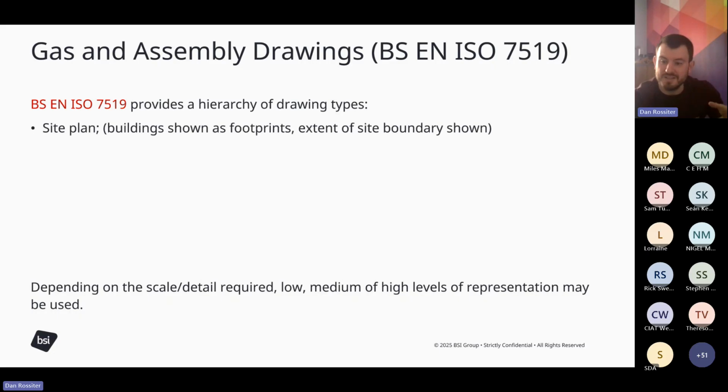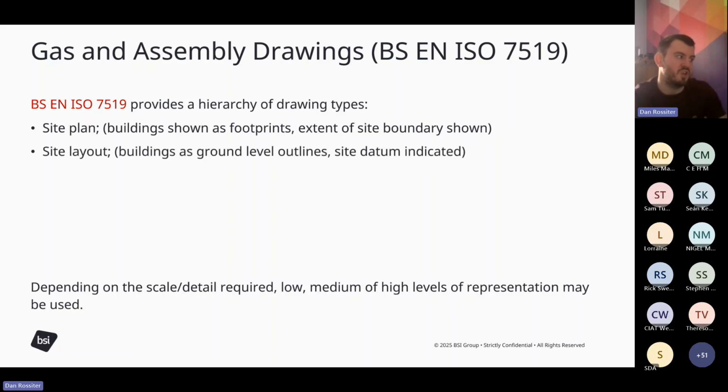It talks about site plans and actually gives some recommendations about how you build up a site plan, talking about this idea that the buildings should just be shown as basic footprints. It's just a thicker line type to show the footprint of those buildings. You want to show the extent of site boundaries in that sort of way, and it provides this idea of the amount of information to show, suggesting that you only show the basic amount needed and not too much information.